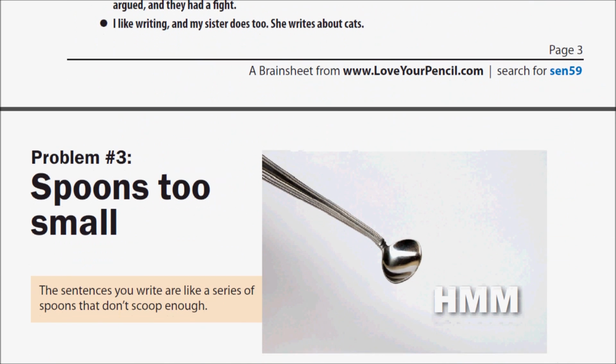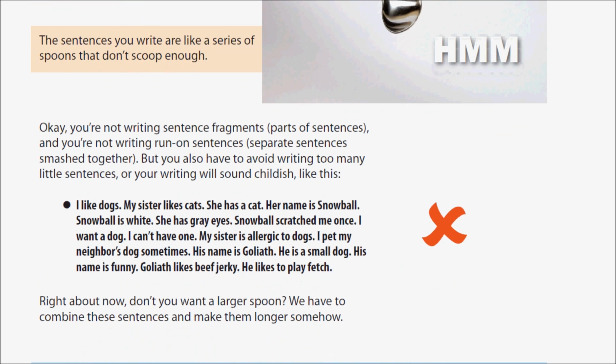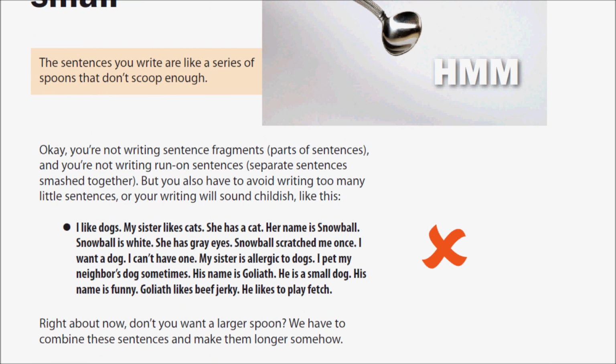All right, and the third problem is that the spoon is too small. How would you like to eat a whole bowl of cereal with this? Okay, now this is a different kind of problem, because your sentences are grammatically correct, but they sound really childish. Like, here you go.